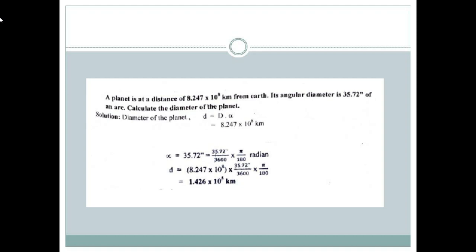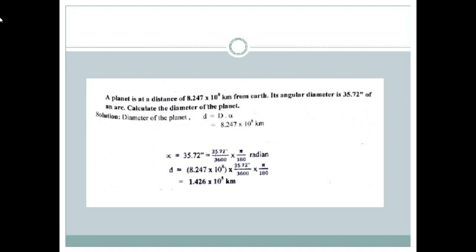Now we are going to see another numerical. A planet is at a distance of 8.247 × 10^8 kilometer from earth. Its angular diameter is 35.72 seconds of an arc. Calculate the diameter of the planet. We know the formula: diameter of the planet, small d, is equal to capital D into alpha. Capital D is 8.247 × 10^8 kilometer, and here alpha, the angle, is given as 35.72 seconds.